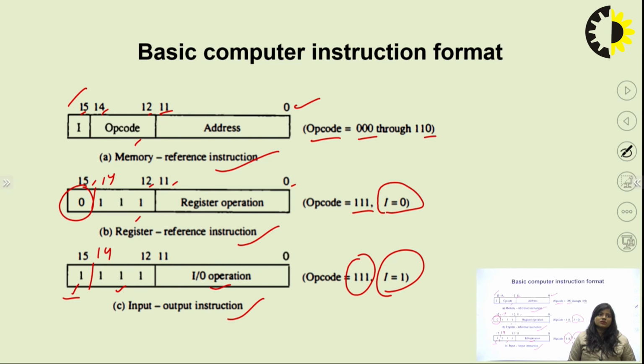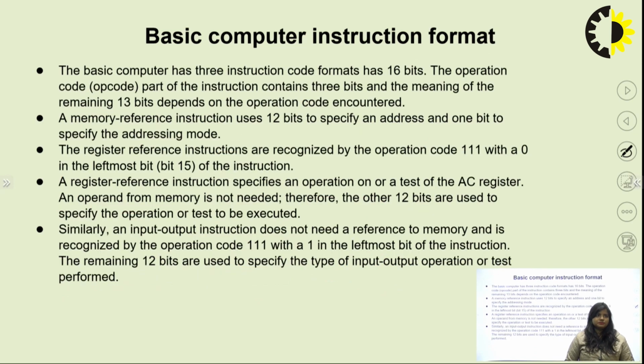Let's discuss these three basic instructions in depth. The basic computer has 3 instruction code formats, and all of them have 16 bits. The operation code, basically we can call it the opcode, part of the instruction contains 3 bits, and the meaning of the remaining 13 bits depends on the operation code encountered. A memory reference instruction uses 12 bits to specify an address and 1 bit to specify the addressing mode.